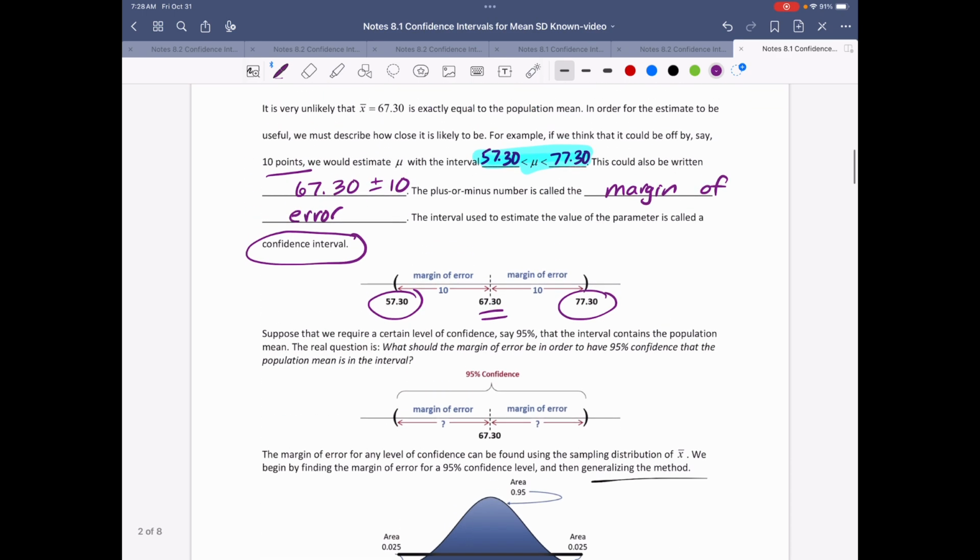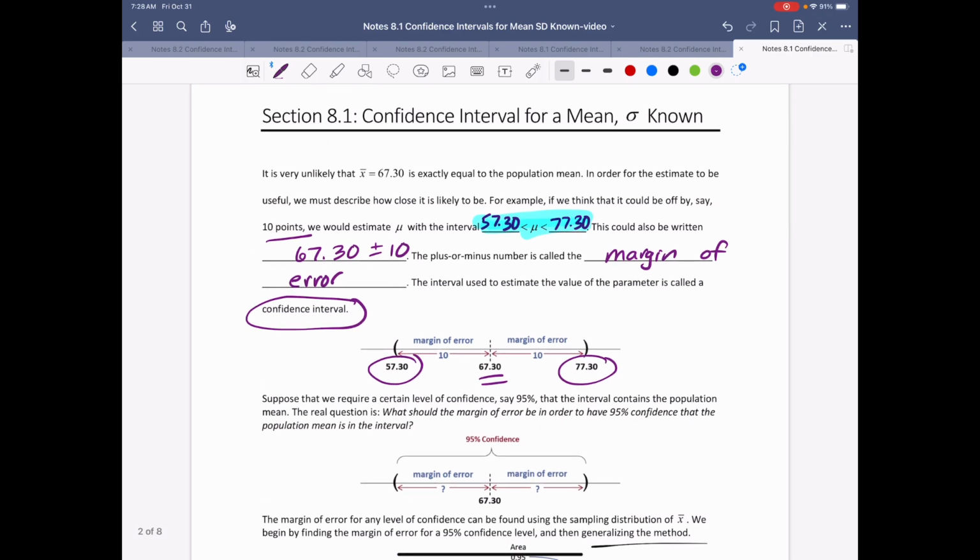But before we do this, I want you to get back up here, and I want you to look at the 67.30 plus 10. I want you to look right here. This is how I usually do the confidence interval because I think it's easier. I say 67.30 minus 10 is 57.30. And 67.30 plus 10 is 77.30. And that's the same thing as what we did up at the top with the less than mu and the less than. Two different notations for a confidence interval.